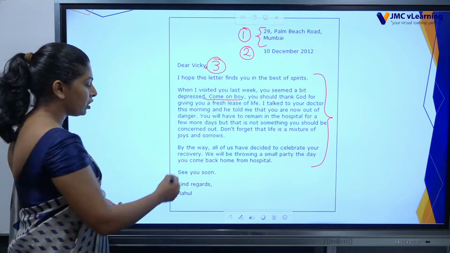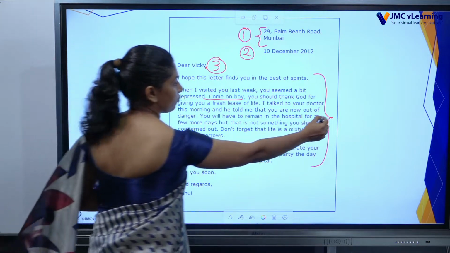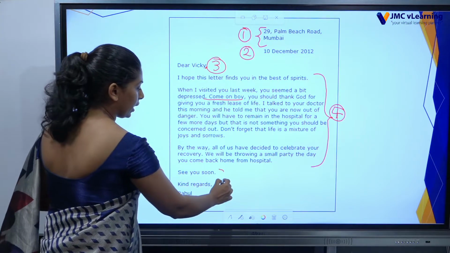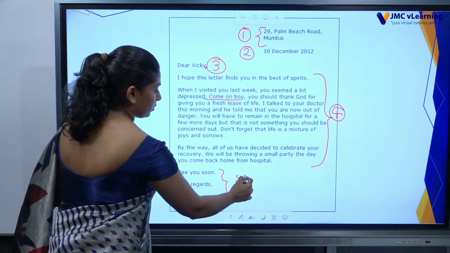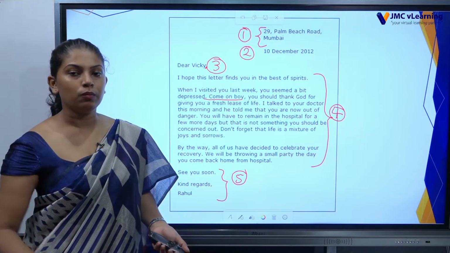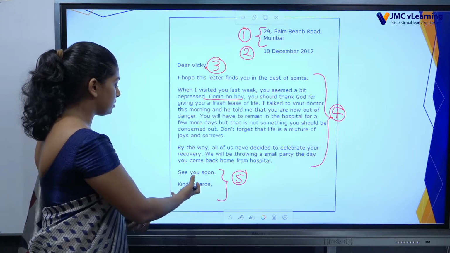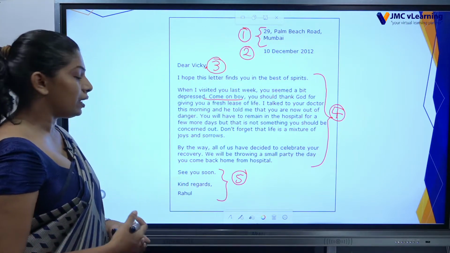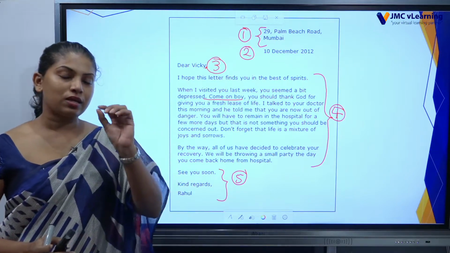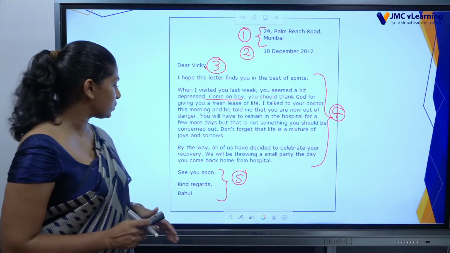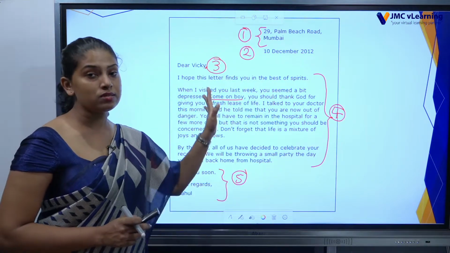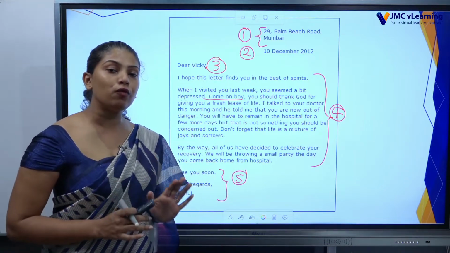Then finally, you can give an ending. So, this is the 4th part, the body of the letter. Then finally, you can end the letter with an ending. More than just writing who wrote this, Rahul, you can write see you soon, kind regards, your friend, Rahul. Like that you can give a good ending to the letter. So, this is the format, or the structure, of writing an informal letter.